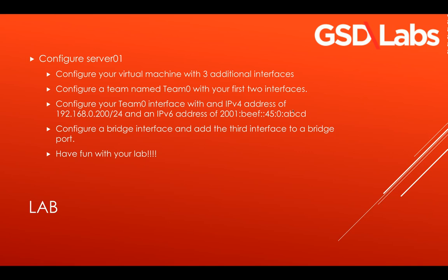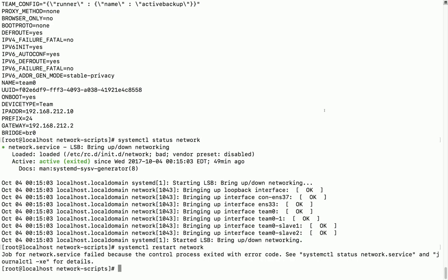And then it's asking you to configure a bridge interface and add the 3rd interface to the bridge port. That's it. So go ahead, prepare your server 01, remember to add 3 additional interfaces, and then go through these steps, and then just have fun with your lab, as usual.